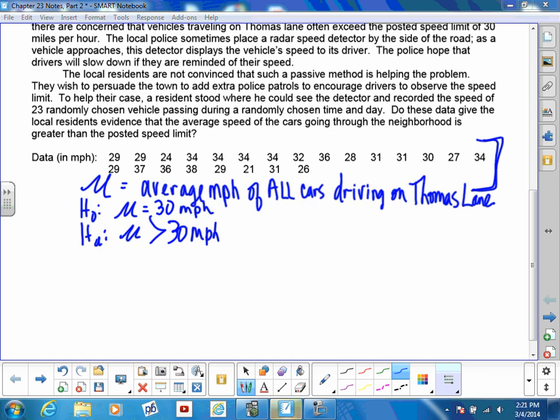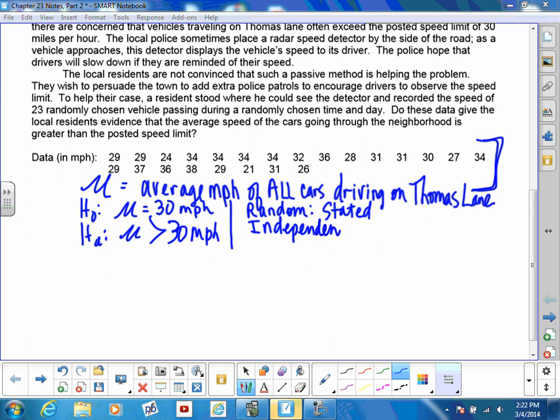Assumptions. They are our favorite thing to do every time we run a test. Okay, so here we go. What's the first part of the assumptions? All right, random. What do you have to say about that? Sounds like they were trying to imply that this was representative because they were randomly chosen cars on a random day at a random time. Okay. Independent.